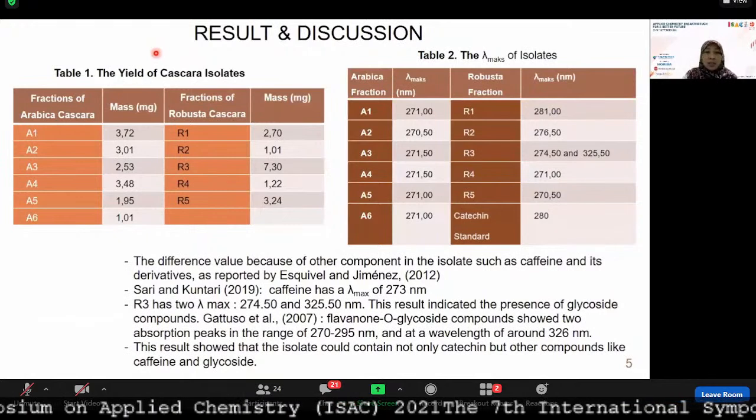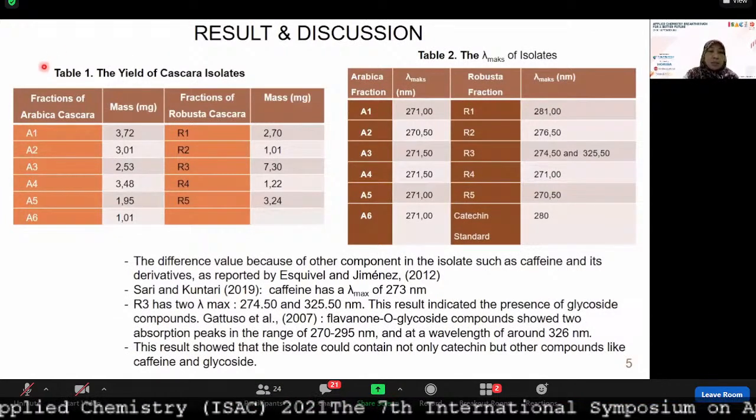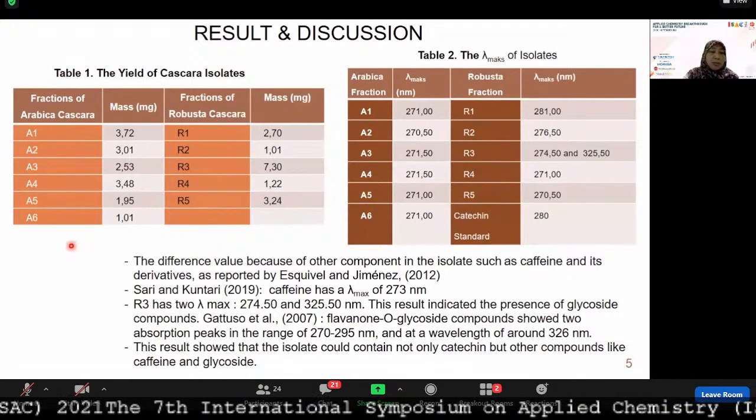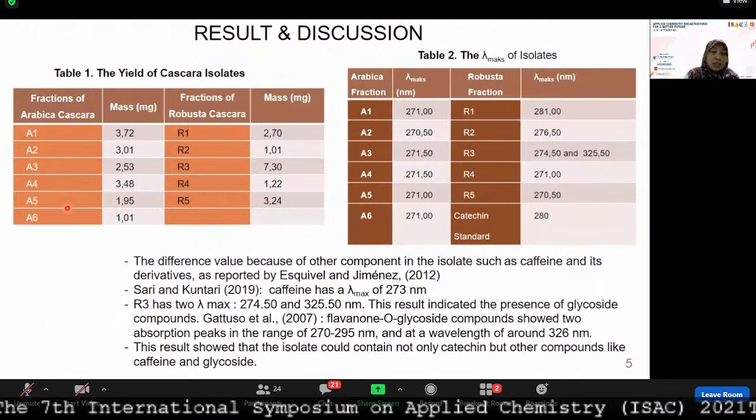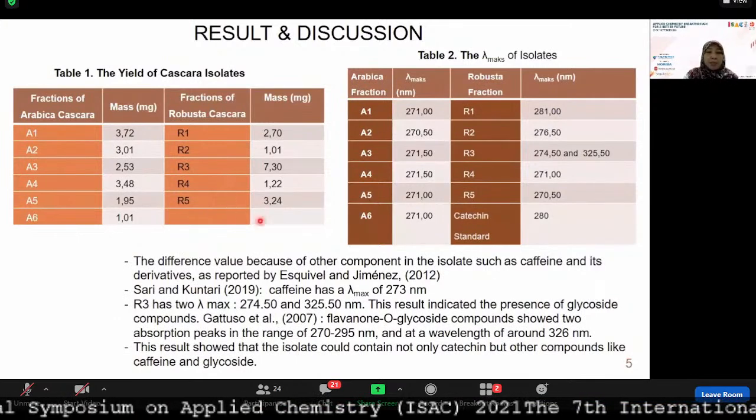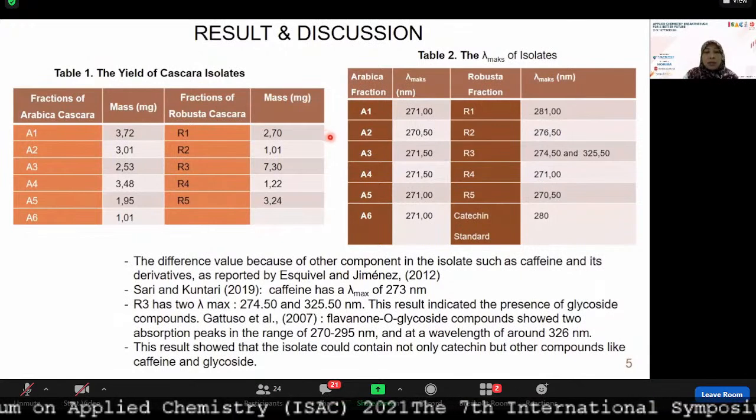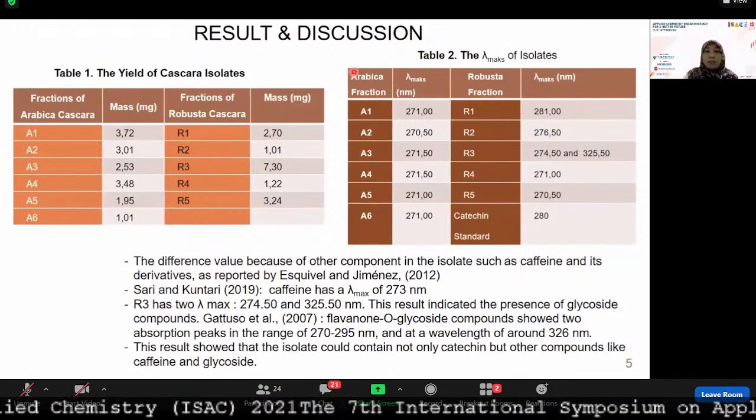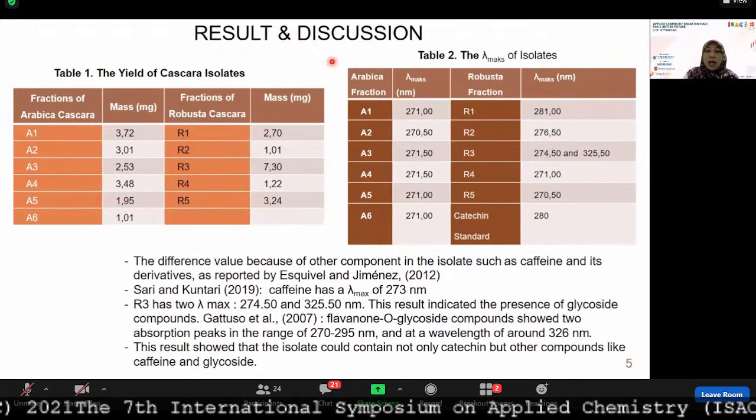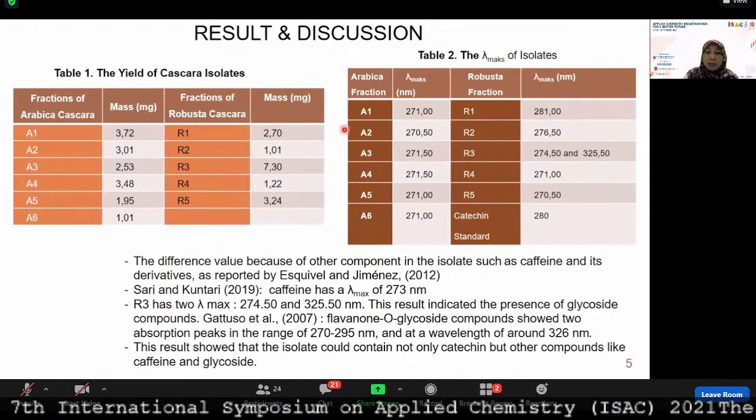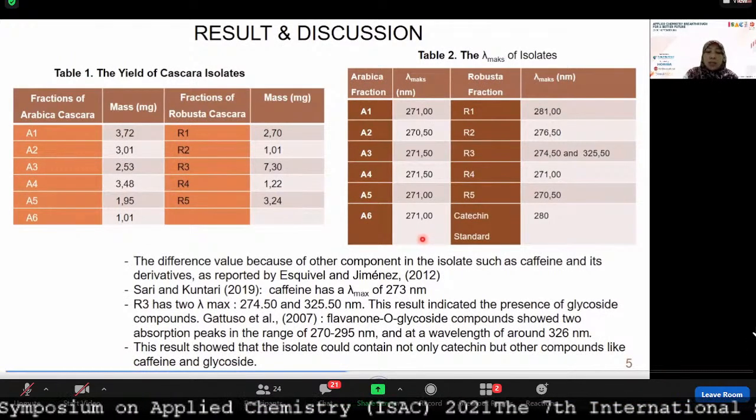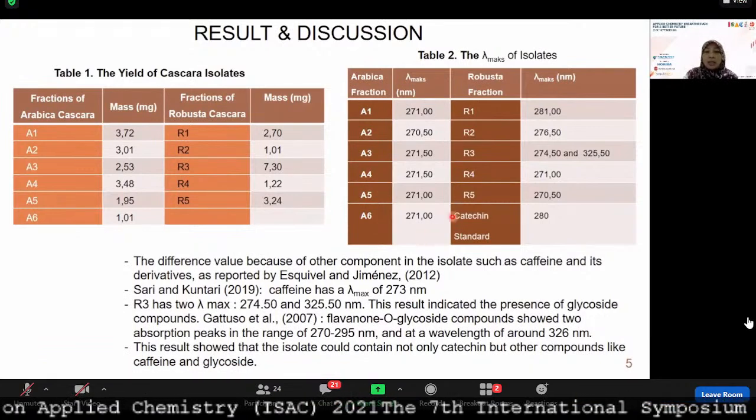Okay, this is the result and discussion. Table 1 is about the yield of cascara isolate. For Arabica cascara, we have 6 fractions or 6 isolates, and 5 isolates for Robusta cascara. And then we characterize the isolate first using the UV visible spectrophotometer to identify the maximum wavelengths, and we can see that it is different between the isolate and the catechin standard.